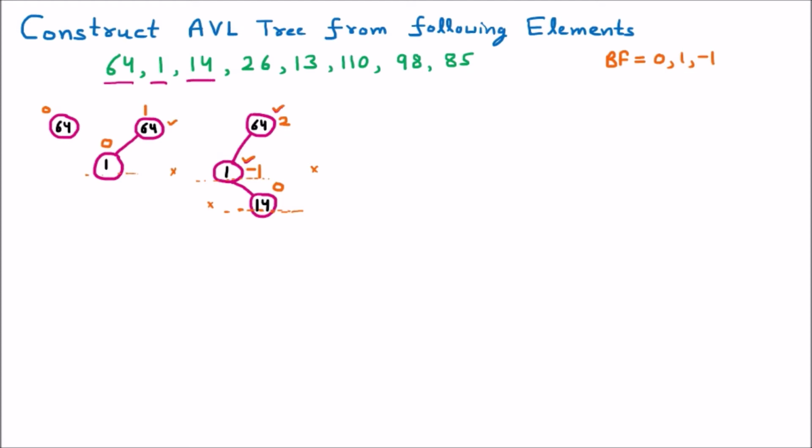Is this an AVL tree? All the nodes should have 0, 1 or minus 1, but here node 64 is not following the criteria, because the balancing factor is 2 and 2 is not in the criteria of balancing factor. So this is an unbalanced AVL tree. Now we know that the tree is more inclined towards the left hand side, so we need a rotation here.